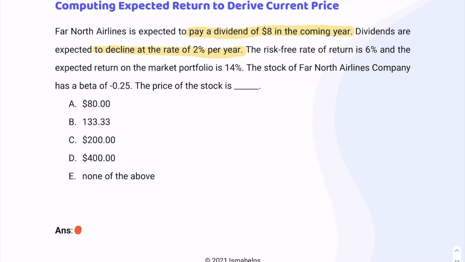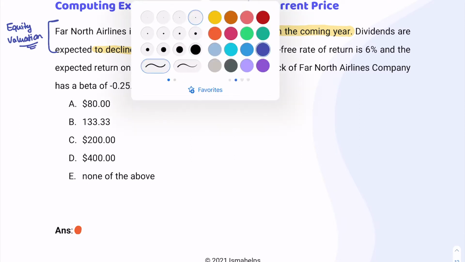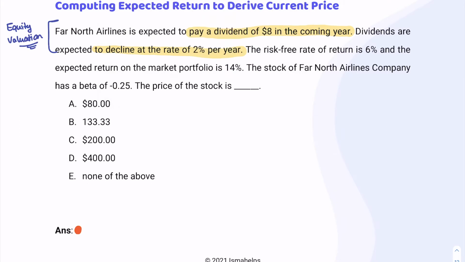So it seems like we definitely need to talk about this whole dividend concept. We're going back to equity valuation. So if you would see this on your exam, you'd be like, okay, we got some little equity valuation going on. Let's just write that down. We may have to deal with that. And then it says that the risk-free rate of return is 6%, and the expected return on a market portfolio is 14%.